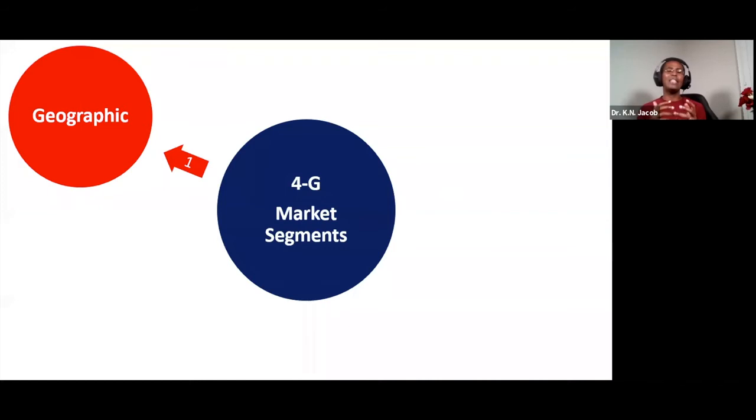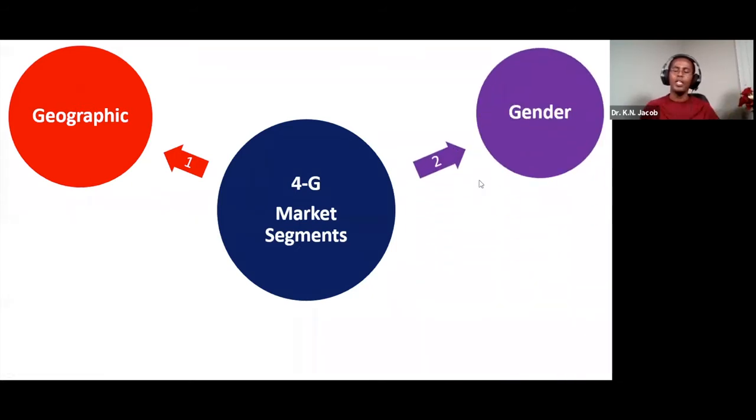My first G is geography, or my first segment is geographic. Am I targeting Africa or am I targeting Asia? There are things that sell in America that don't sell in Africa. There are things that sell in Africa that don't sell in America. Number 2, the second G, is gender.